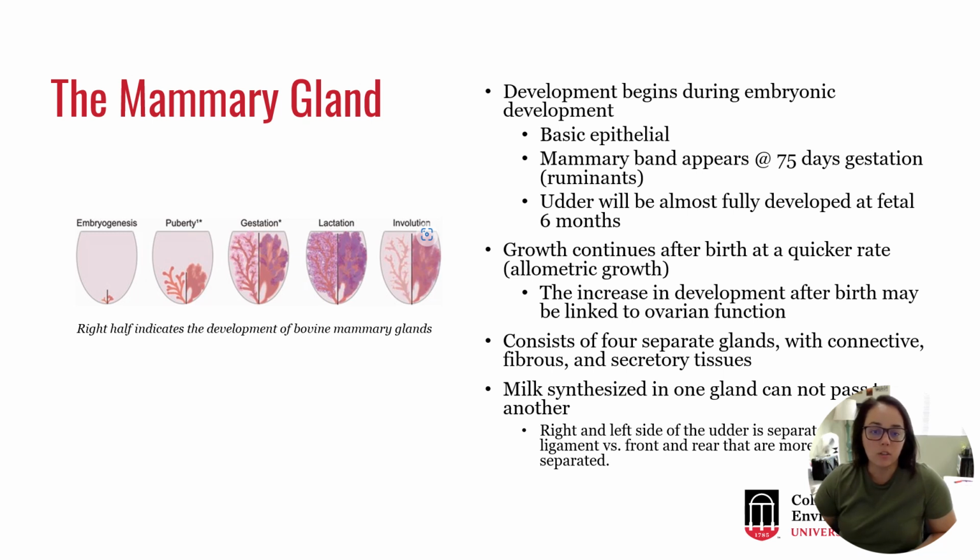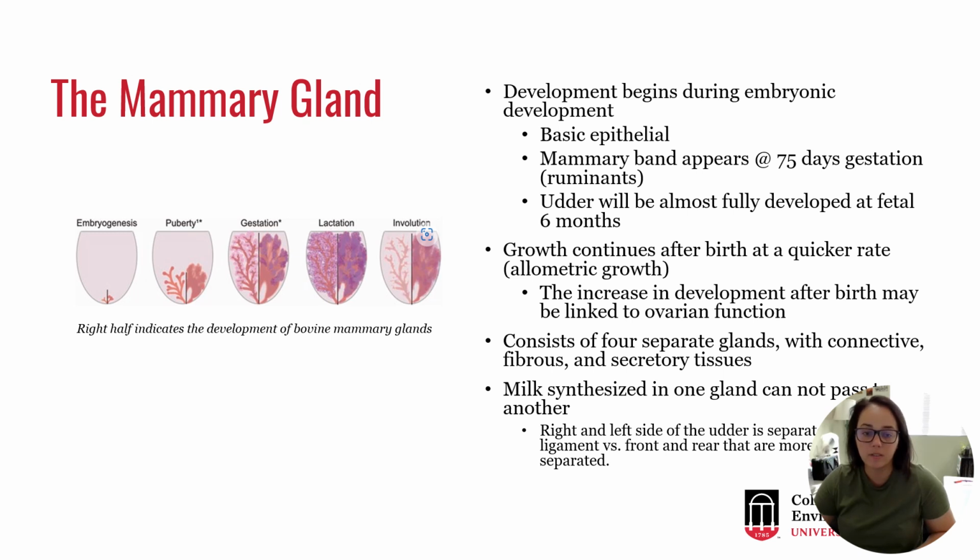So to start, the mammary gland begins to develop in its embryonic stages. So when it is a fetus, it does begin to develop. This development at an embryonic stage is typically very basic. It'll have basic epithelial, and then around 75 days gestation, we'll start to see the mammary gland appear.